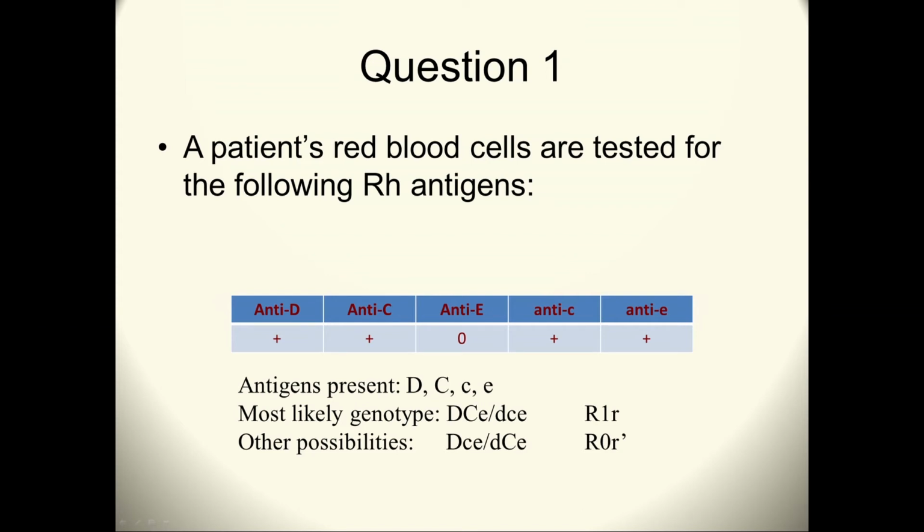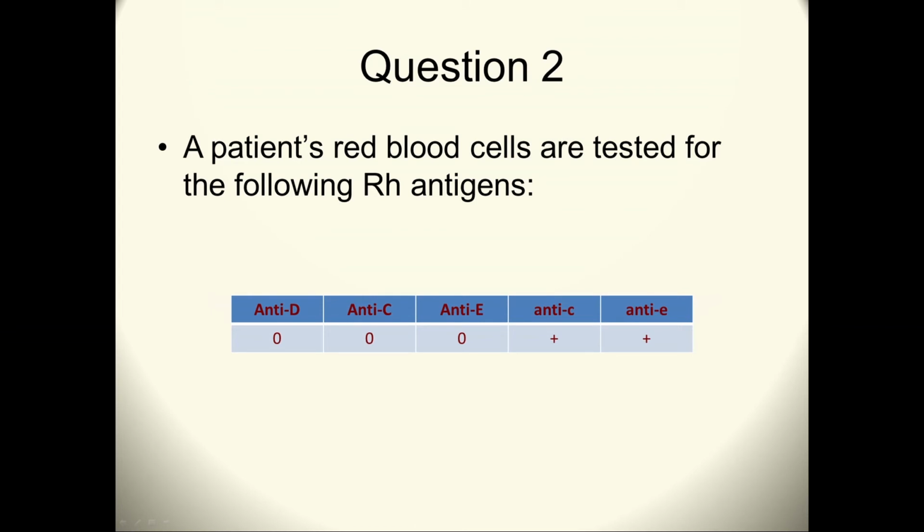Now, if our patient is African American, this combination would actually be more likely, the R1R0. Remember that the R0 haplotype is actually fairly common among African Americans. Based on serology alone, it's not possible to determine whether the patient is heterozygous or homozygous for the D antigen. And furthermore, we really wouldn't know the genotype unless we did the molecular testing.